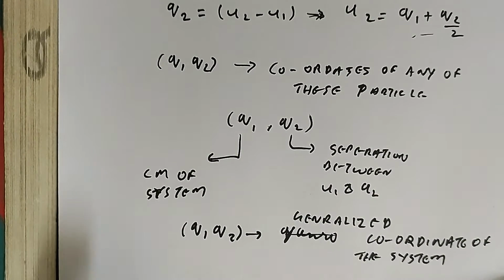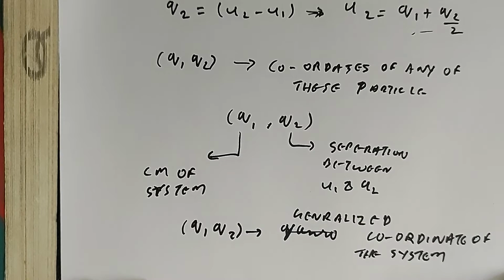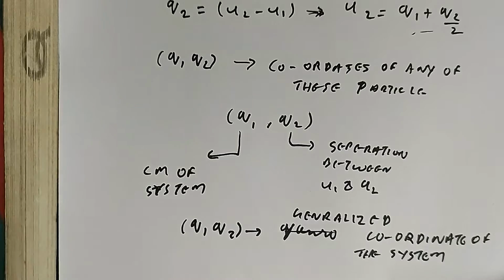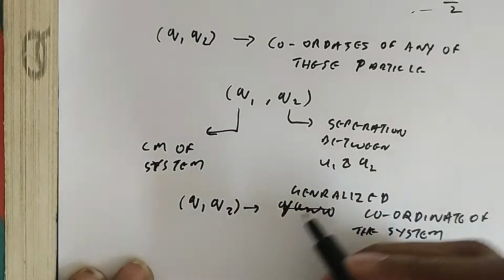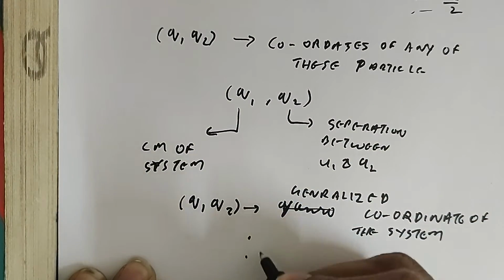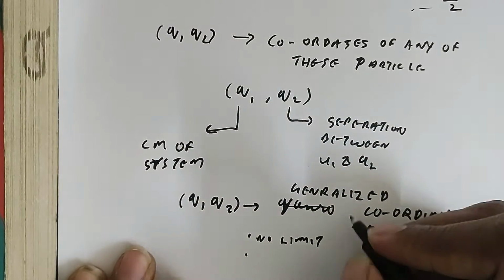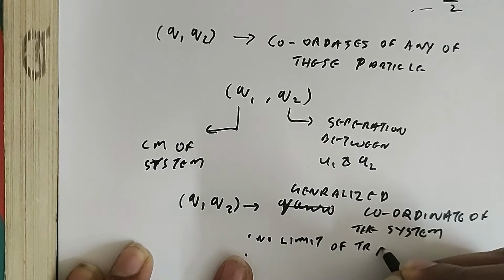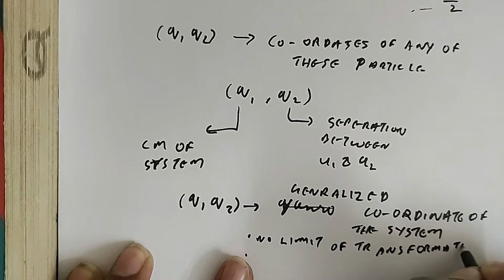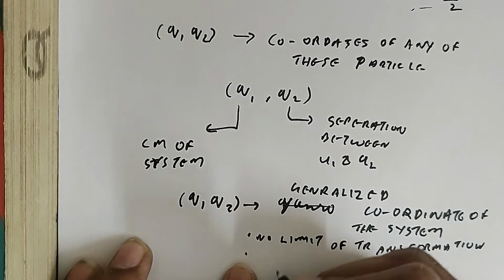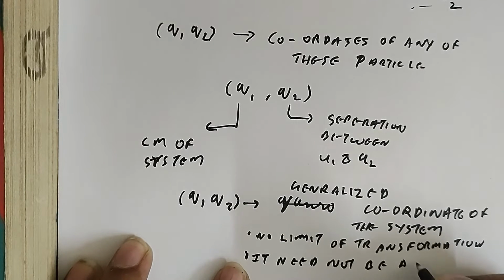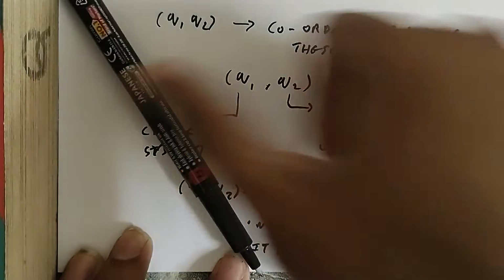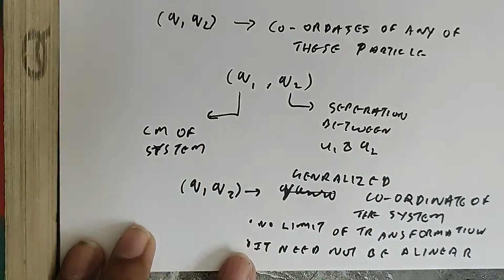See, there is no limit on the transformation, of course, and it need not be a linear transformation. There are two things: no limit on the transformation, and it need not be linear. So this implies that it can be nonlinear.